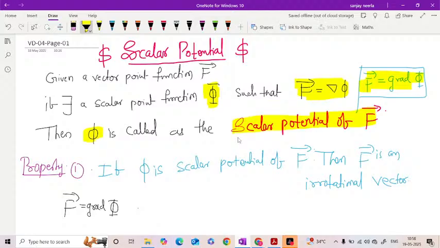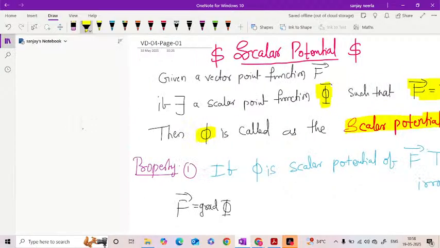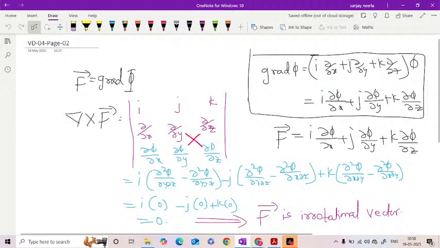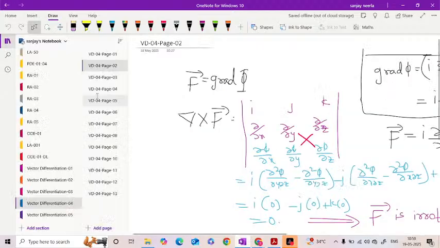Now here are the properties of the scalar potential field. If pi is the scalar potential field, then definitely f is an irrotational vector. This is not just implies, it is a two-way implication. We have already seen that f is the gradient of pi, so just find the curl of this f. The curl of f is 0. So if pi is the scalar potential field of f, definitely f must be an irrotational vector. That is the first property.